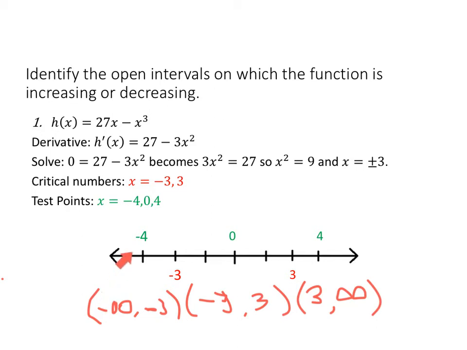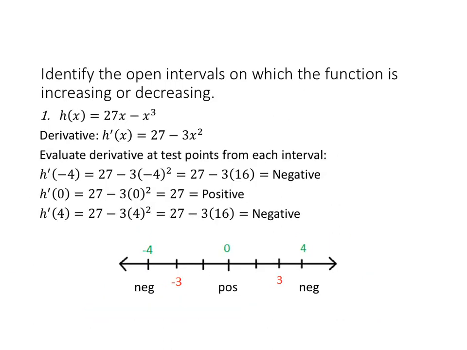I randomly chose -4, 0, and 4. I could have used anything from -infinity to -3.00001. I just took some easy values in the intervals. Now, with these test points, we always evaluate the derivative at the test point. So I want to know, is the derivative positive or negative?